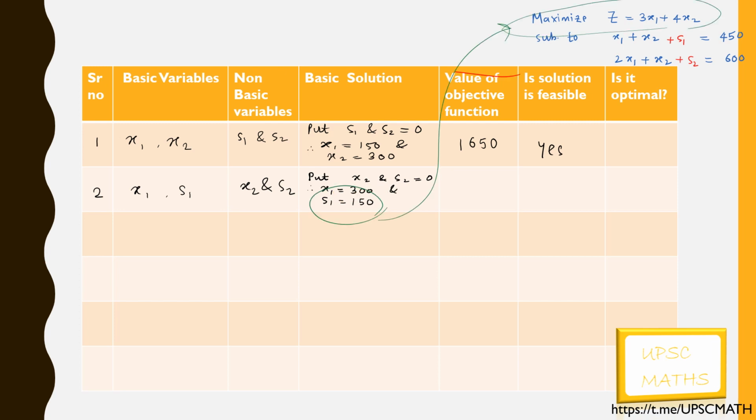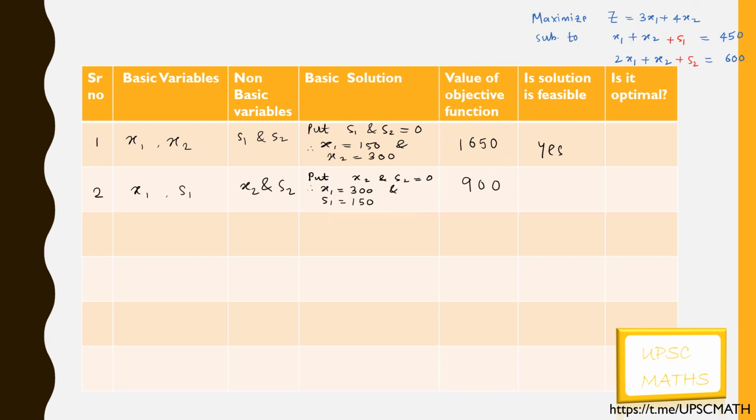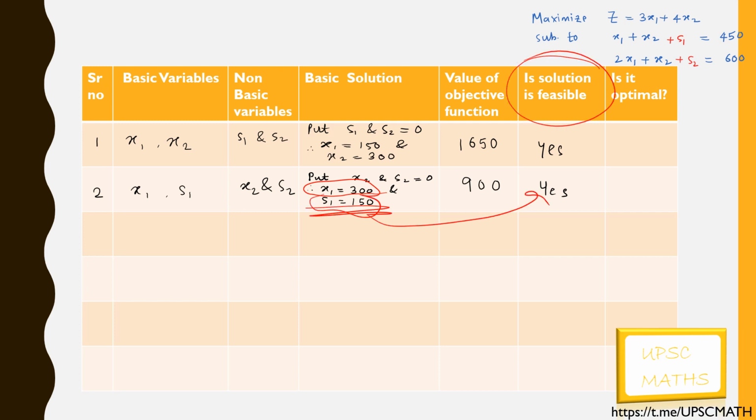Now, we have to calculate the value of objective function at x1 is equal to 300 and s1 equal to 150. So we get z is equal to 900. Since x1 and s1 both are positive and hence the solution is feasible.